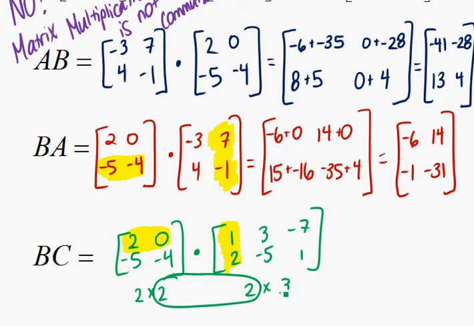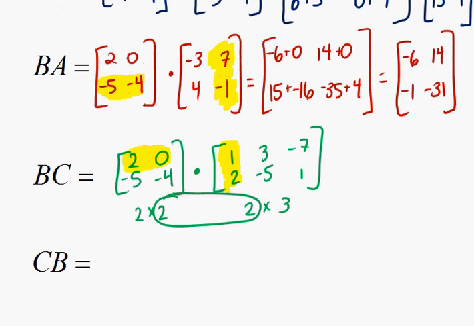But in order to be allowed to multiply them, these entries right here, columns of the first matrix, rows of the second matrix, need to match up. So now that we know that matrix multiplication is not commutative, we know that multiplying B times C would give us a different result than multiplying C times B. But in this case, it's drastically different. Let's take a look at what happens.